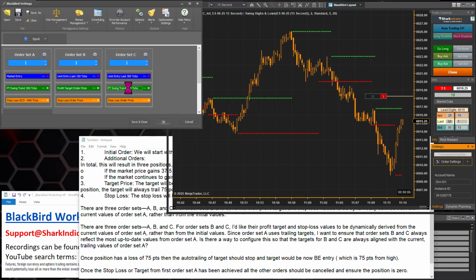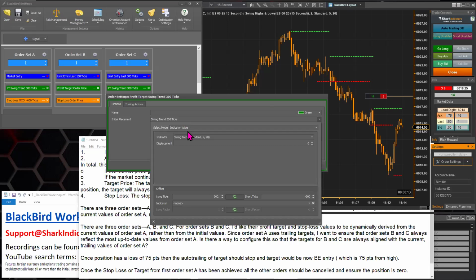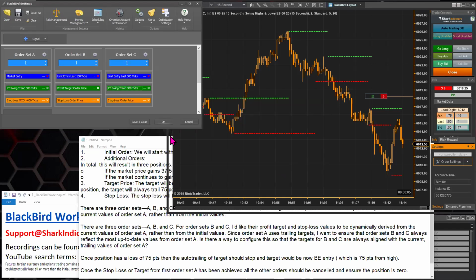I'm going to open up this profit target and make that same change. So I'm going to go into the initial placement there. Switch this from indicator value back to price. There we have other order price set, and we have the profit target A set, and we just need to clear out the offset there, and we should be good to go.